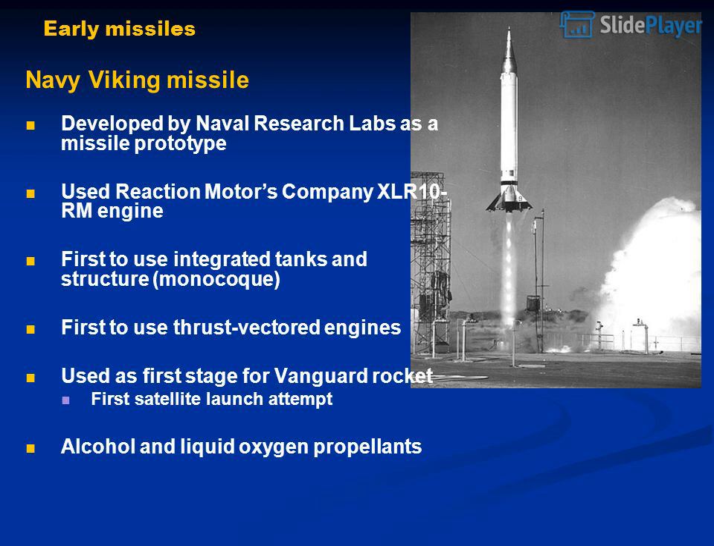Early missiles: Navy Viking missile. Developed by Naval Research Labs as a missile prototype. Used the Reaction Motors Company XLR-10RM engine. First to use integrated tanks and structure, monocoque. First to use thrust vectored engines. Used as the first stage for the Vanguard rocket, the first satellite launch attempt. Alcohol and liquid oxygen propellants.